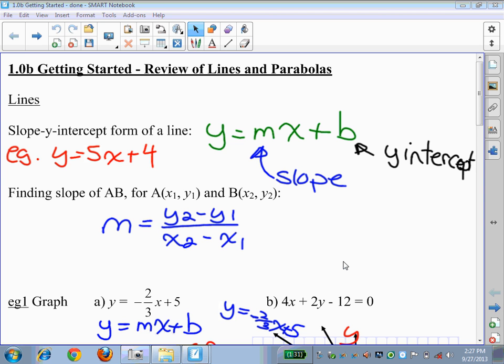Hello class, welcome to your first lesson in grade 11 University Math. Here we have today 1.0, getting started, and we're reviewing the lines and parabolas.